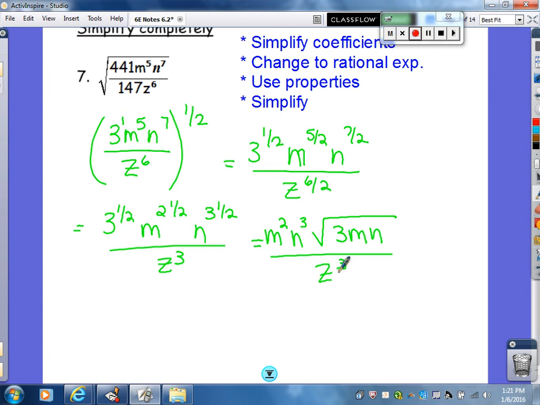So here we're applying a lot of different properties in this. That's why these are a little challenging. So make sure you ask questions when we get to class if you don't understand what I've done. All right, let's look at some more.